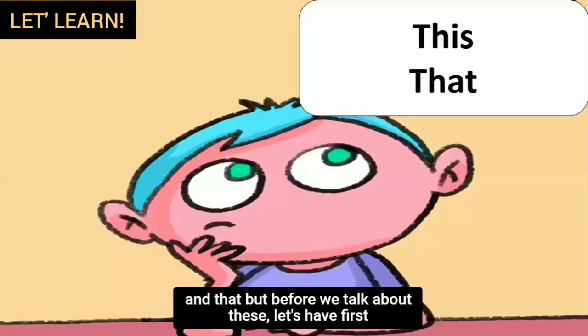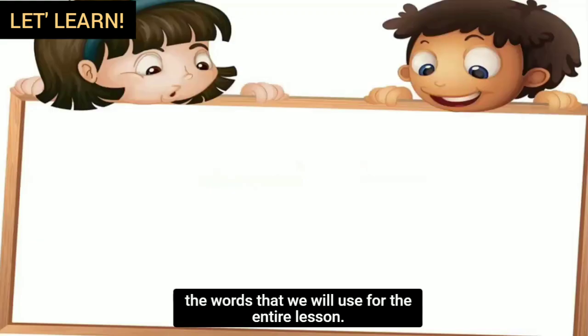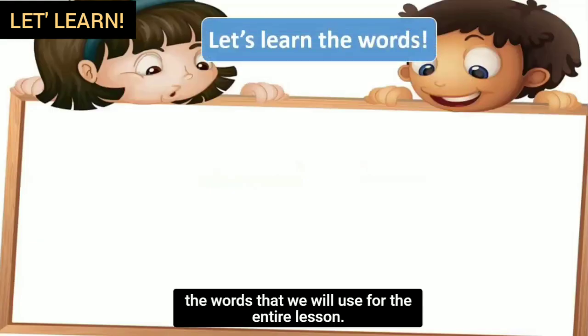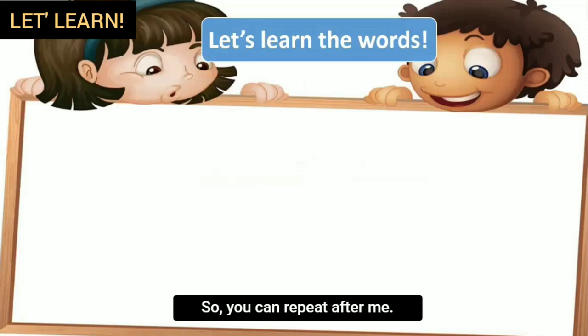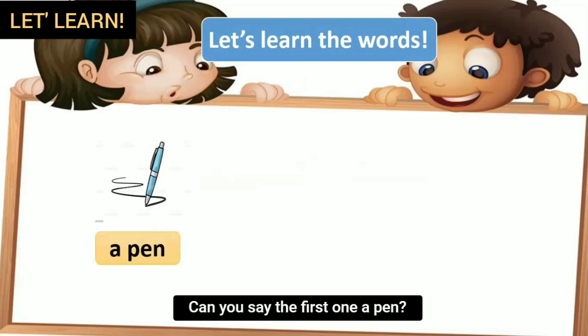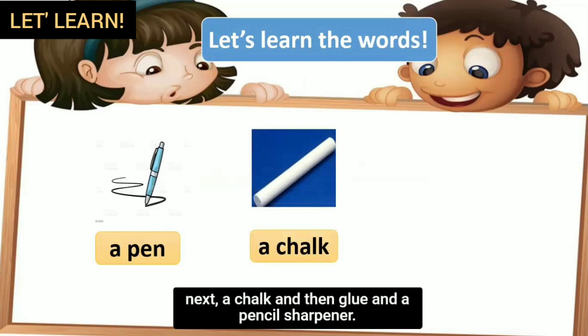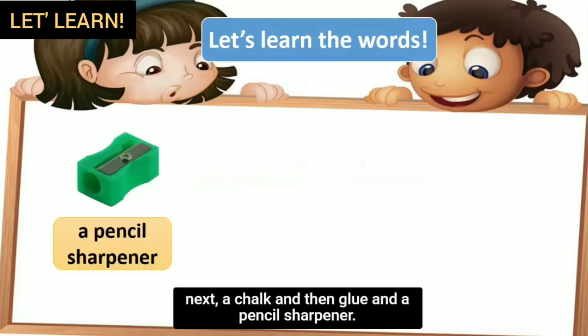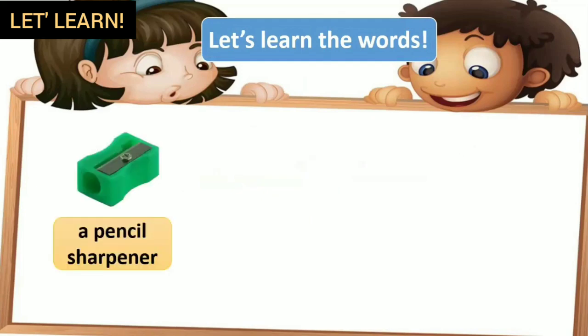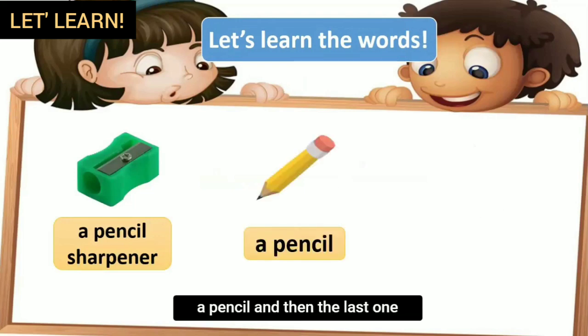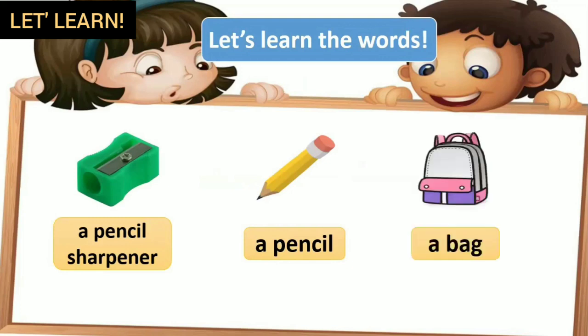But before we talk about this, let's have first the words that we will use for the entire lesson. So you can repeat after me. Can you say the first one? A pen. Next, a chalk. And then a glue. And a pencil sharpener. A pencil. And then the last one, a bag.